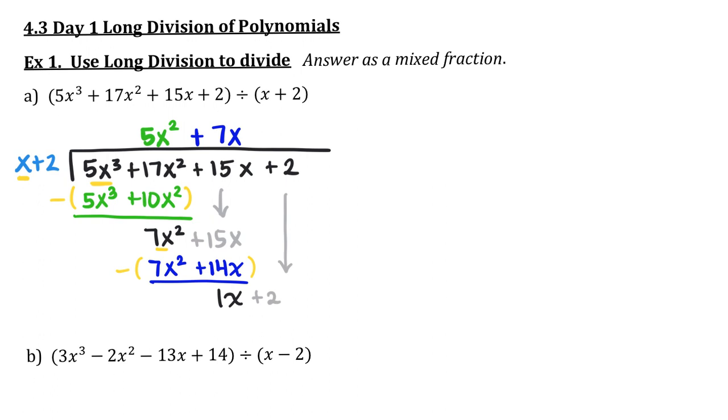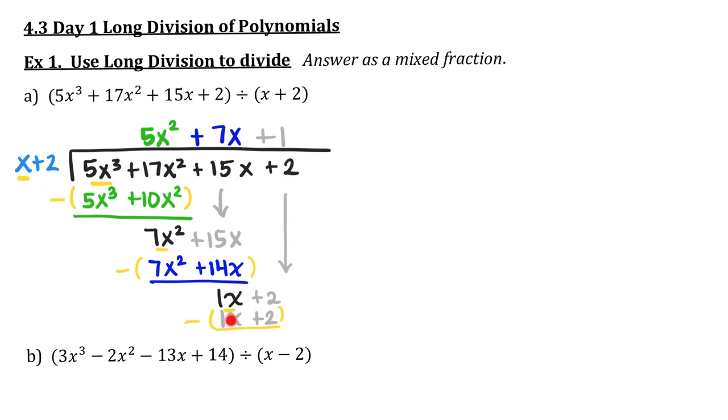Let's do it again. Look at the first term here and the first term here. What do I multiply x by to get 1x? Well, that's just going to be 1. I'm going to take the 1 and times it by x plus 2. So 1 times x, 1x. 1 times 2, 2. Draw the line. I'm subtracting down.